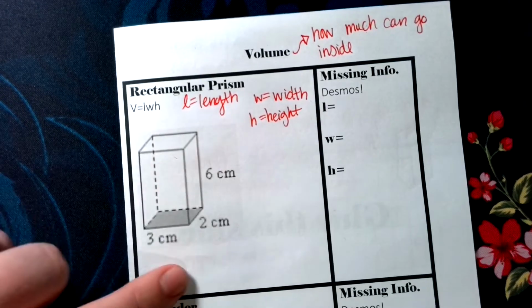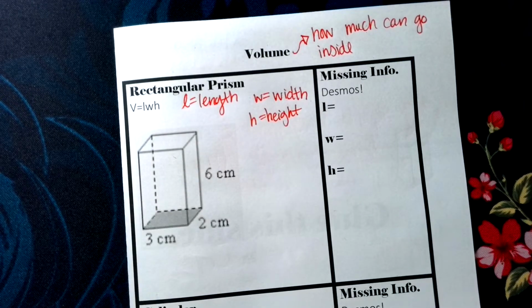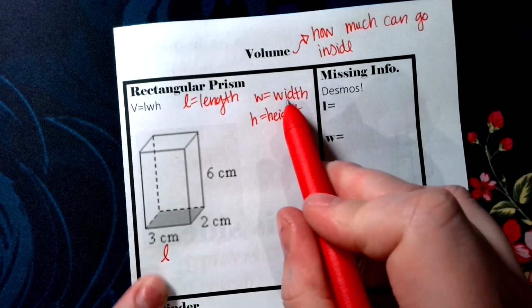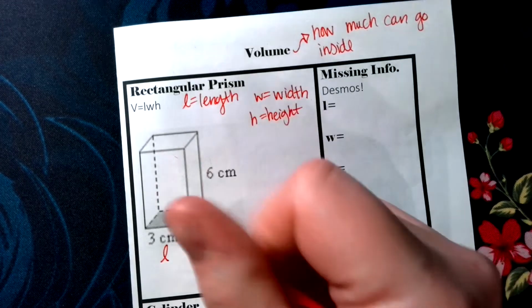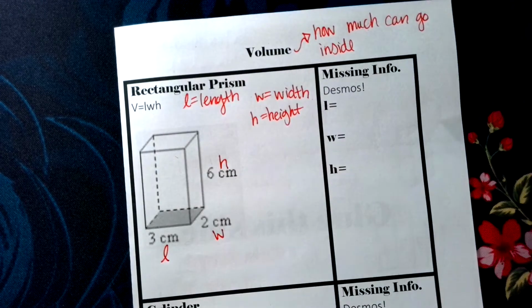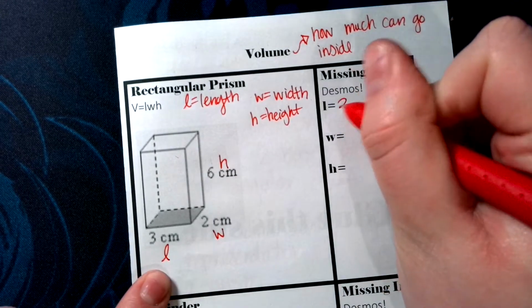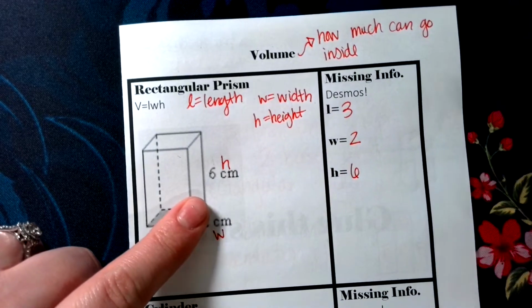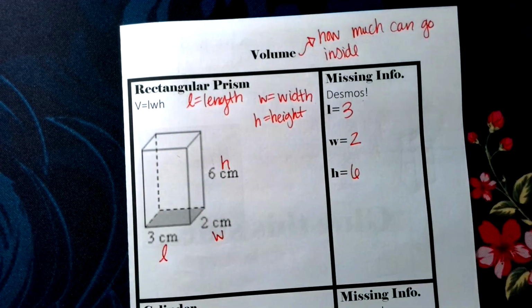So looking at this prism, what is our length? Our length is 3. Our width is 2. And our height is 6. Again, we get to use Desmos. Yay! So go ahead, pause the video, make sure you've got your Desmos open and come back to me so you can see how you need to type this in your calculator.